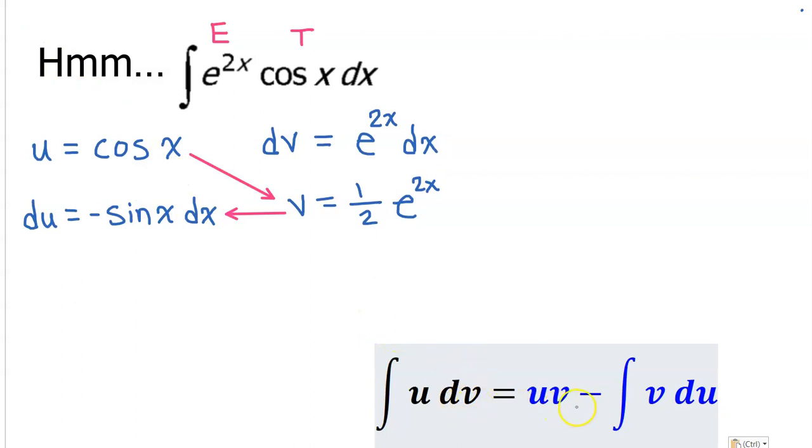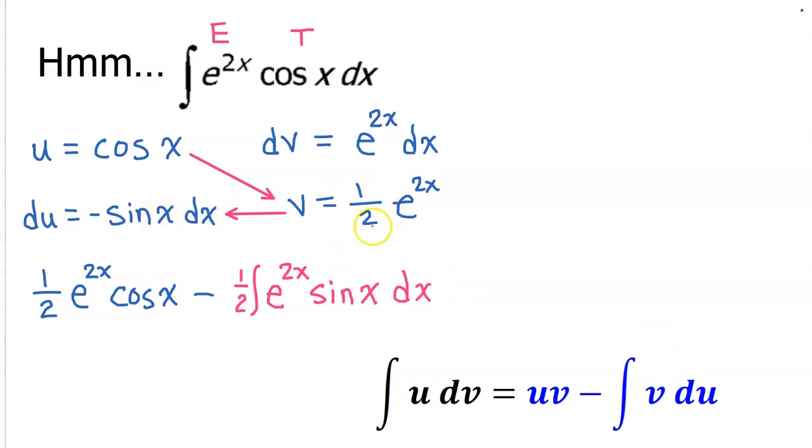Time to set up the integration by parts formula, starting with u times v, which is this times this. Then we do minus the integral of v du. So that's minus the integral of this times this. I went ahead and put the 1/2 out in the front. Be careful, we have a negative sine x. I'm going to put that negative sign out in the front, but that's going to change the minus to a plus.